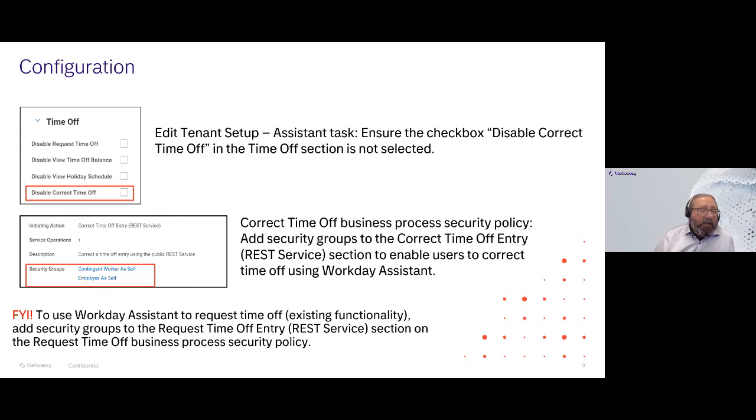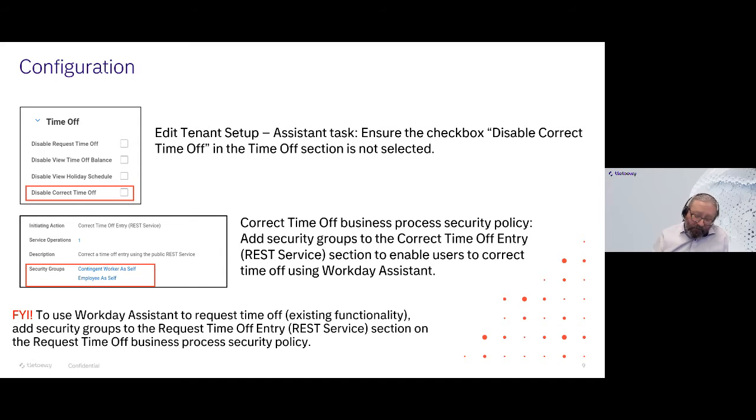A little piece on the configuration. I won't go through this word for word, but effectively there's a tick box in the edit tenant setup assistant tasks. You just want to make sure that is not ticked, because that will disable the feature. And then in your BP security policy, you need to ensure you've got some security groups in there. And of course, this is a self-service feature.